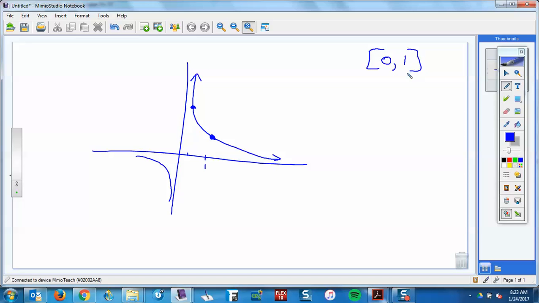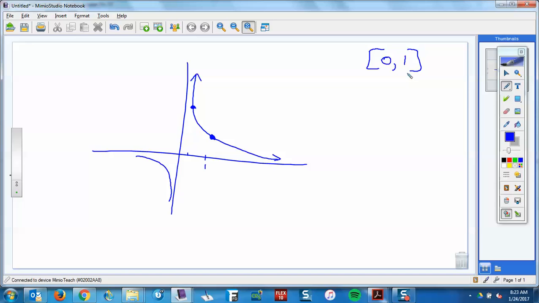No. Well, you're getting to the justification. What does the extreme value theorem say about this function on the closed interval 0 to 1? Nothing. It doesn't say anything about it, because it's not continuous. Right? The extreme value theorem only says you will have a max and a min if the function's continuous on a closed interval.